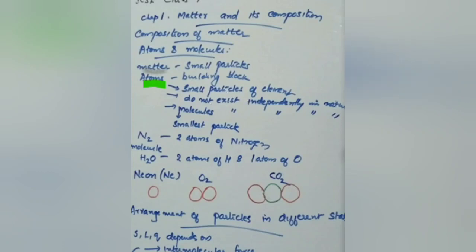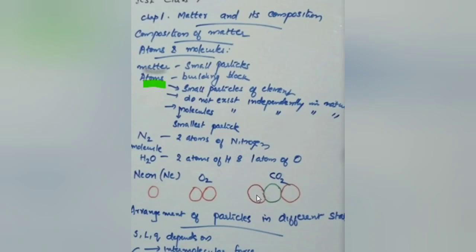Then they do not exist independently in nature. They always occur or exist with other substances. Atoms do not exist independently, they exist as molecules. Molecules, we all know, are the smallest particles of a substance. N2 represents two atoms of nitrogen. As we know, the 2 represents what? It represents the molecule. For example, water, H2O. H2O contains two atoms of hydrogen and one atom of oxygen.